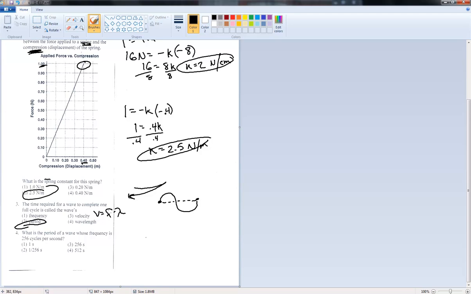Let's look for what is the period of a wave whose frequency is 256 cycles per second. Well, you guys have the formula T equals 1 over f, or you can also write it as f equals 1 over T, depending on what you're looking for. In this case, you're looking for period, you're searching for T. They're giving you a frequency, it's 256. T equals 1 over 256, and it's as simple as that.